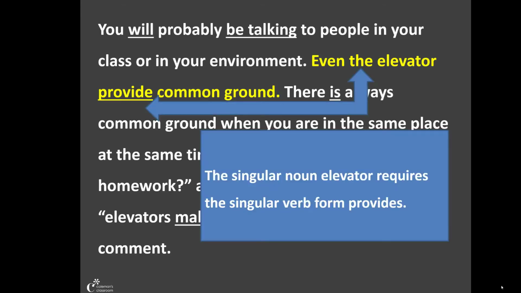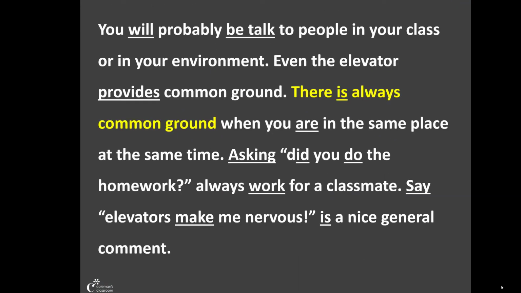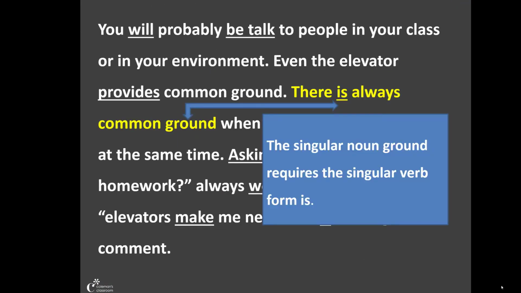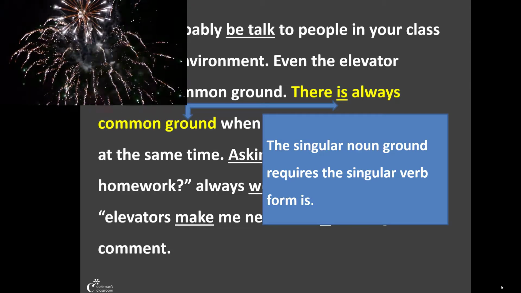I notice that the singular noun elevator requires the singular verb form provides. I just add an S to the verb provide and done. Just like that, I fixed another error. So what's my subject here for my verb is? I look and see that it's ground and that the singular noun requires the singular verb form is. Ooh, I did that one correctly already.